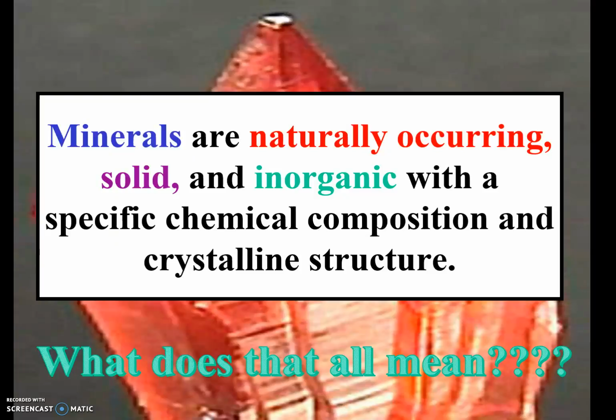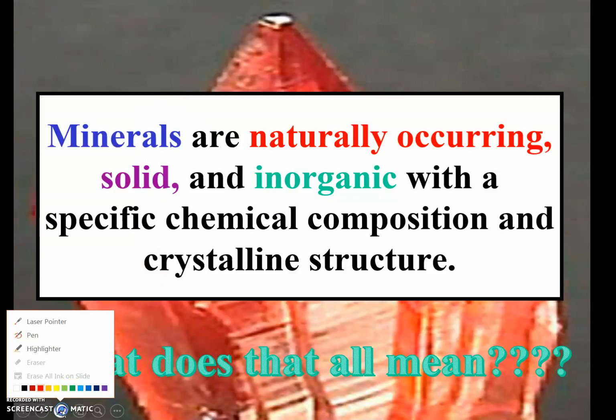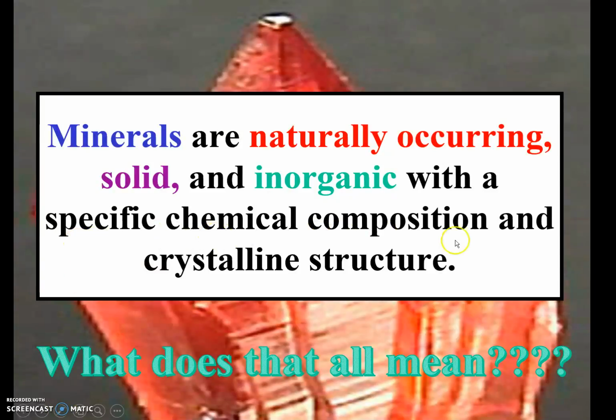So this is the definition of a mineral, and it describes what makes a mineral a mineral. Minerals need to be naturally occurring, solid, and inorganic, with a specific chemical composition and crystalline structure. That's a lot, so we're going to break it down and talk about what it all means.